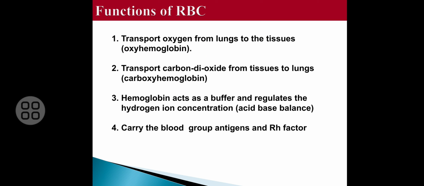Next, functions of RBC. It transports oxygen from lungs to tissues, where it is converted into oxyhemoglobin. It transports carbon dioxide from tissues to lungs, converted into carboxyhemoglobin. Hemoglobin acts as a buffer and regulates the hydrogen ion concentration. It carries the blood group antigen and Rh factor.